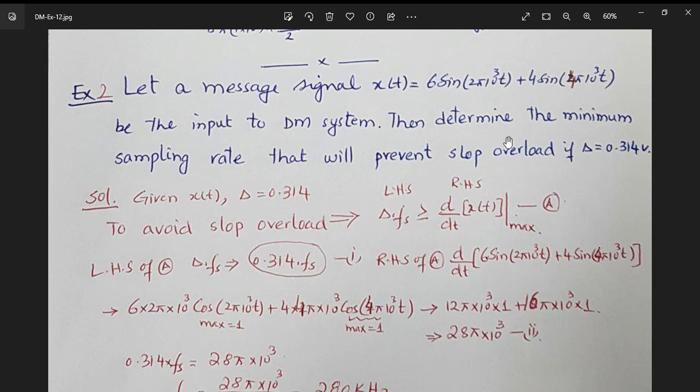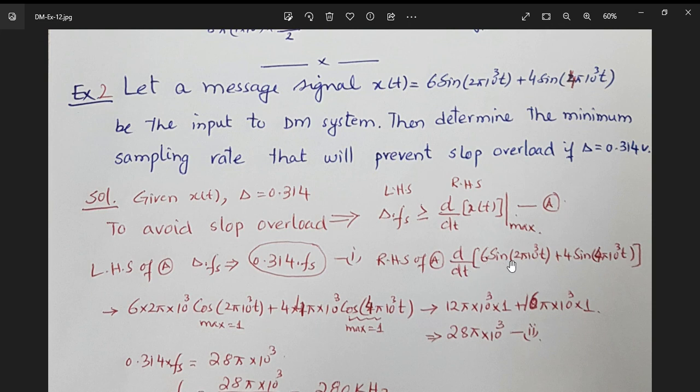But you need to determine this sampling rate, which is fs. So in the left hand side, delta fs, delta is given as 0.314 and multiplied by fs. Keep it as it is because fs is unknown. Then the right hand side is d by dt of x(t), and x(t) is 6 sin(2 pi into 10 to the power 3 t) plus 4 sin(4 pi into 10 to the power 3 t).